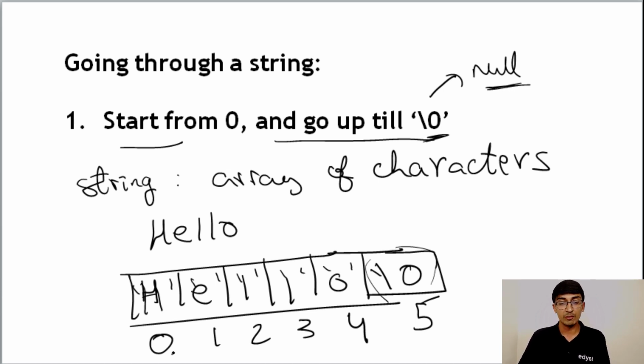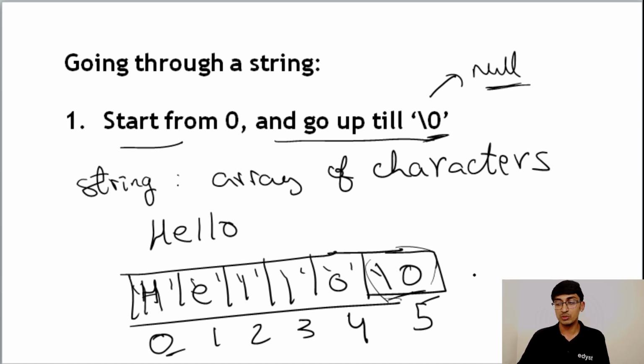We are going to start from 0 and keep going until we hit the end of the array. But we don't even know when the string ends. What is the length of the string? Nobody has told us that. So the best way to find out the end of the string is if we hit null. If we hit null, then we definitely know we have hit the end of the string.